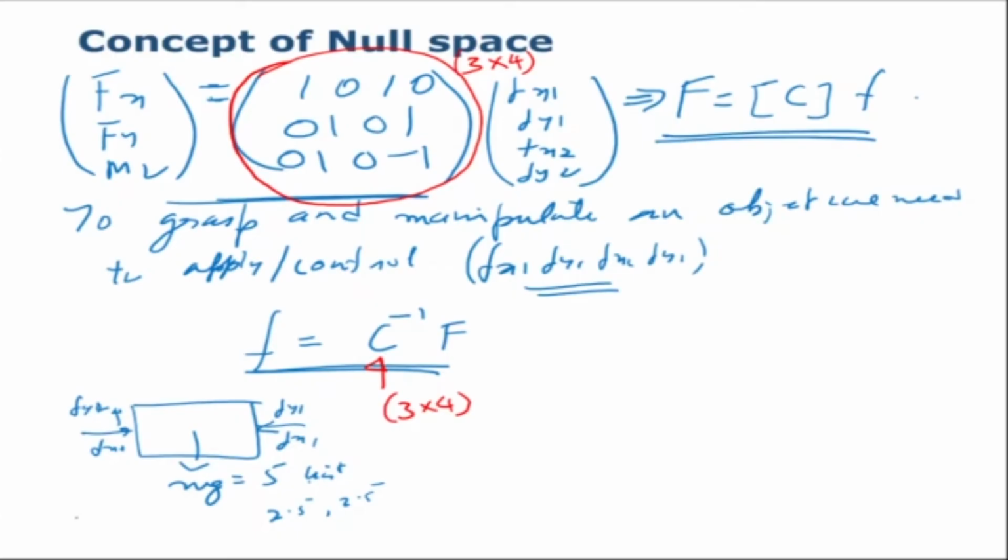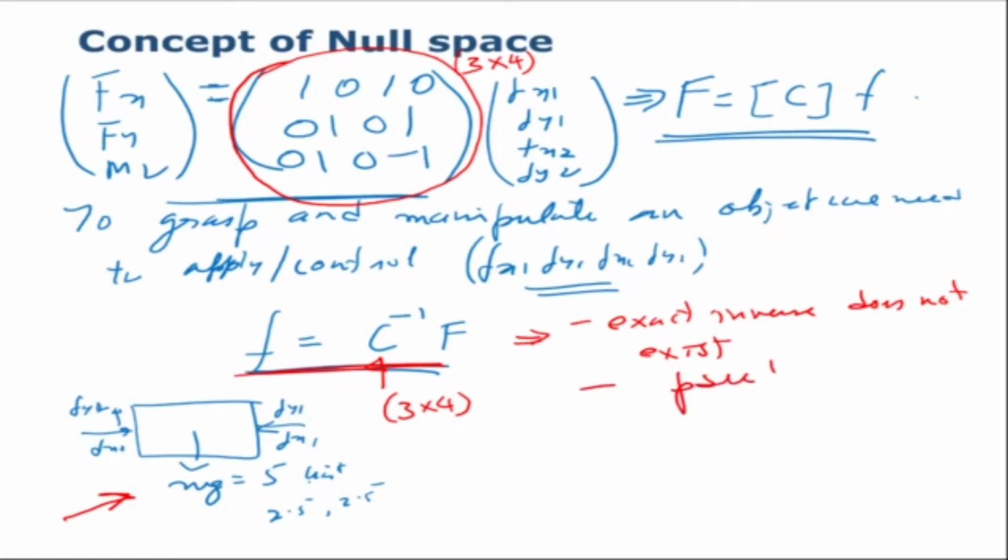This means that for the problem I just spoke about, where you have an object of some weight and want to grasp it, if I try to solve by writing equations of static equilibrium, we end up with this equation. And if I have to take the inverse and find f, then C is non-square. So now what do I do? In this case, we cannot find the exact inverse. The exact inverse does not exist, so we find the pseudo inverse.